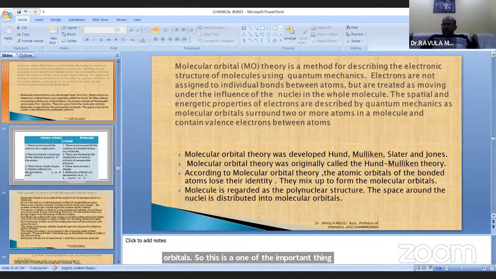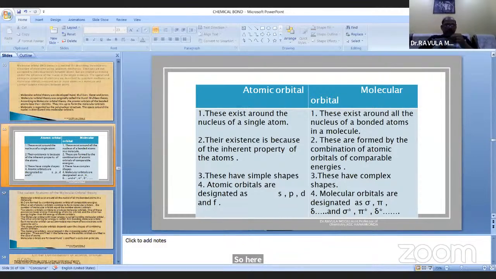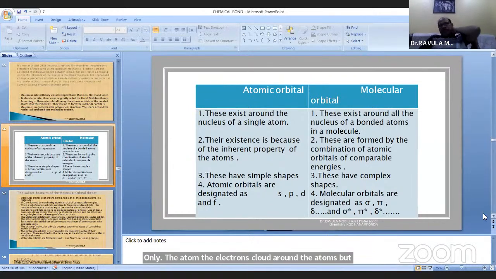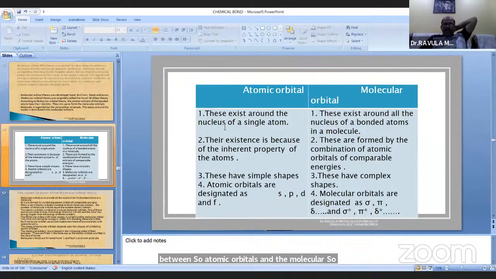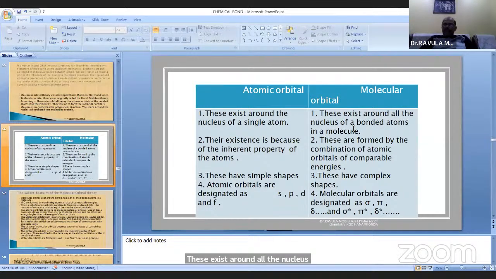So here atomic orbitals are only the electron cloud around the atom, but molecular orbitals differ. You see here the differences between atomic orbitals and molecular orbitals. Atomic orbitals exist around the nucleus of a single atom. Molecular orbitals exist around all the nuclei of bonded atoms in a molecule.